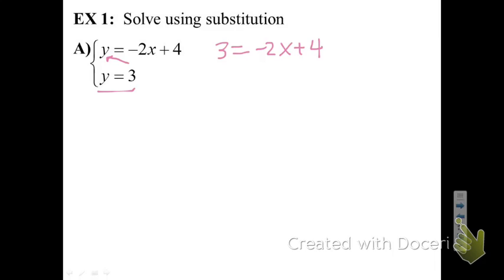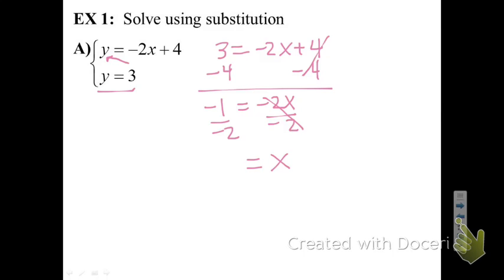So this is step 2. We've substituted into the top equation and solved. So the first thing you're going to do is subtract 4. These 4's will subtract out, and you get negative 1 on the left side equals negative 2x. To isolate the x, you'll divide by negative 2. These 2's divide out. You get an x over here and a 1/2 here. So because y was already solved for, you actually have your solution. There's one solution at (1/2, 3).